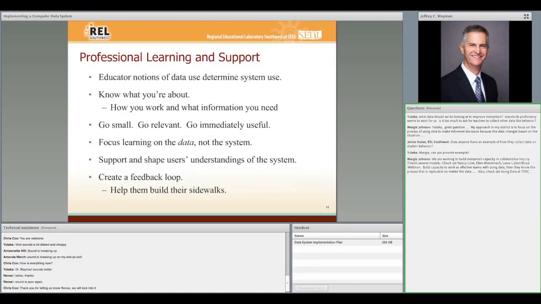So let's talk about the specific forms of support that you can provide for them as they are constructing these notions. First of all, this article that Vincent Cho and I recently had published had a really interesting finding, and that is that educators' notions of data use determine what they see in the system and how they use it.